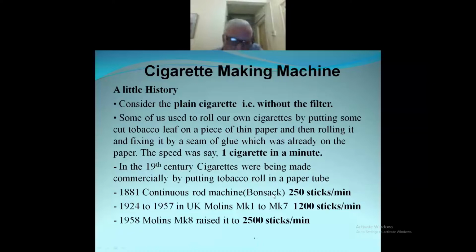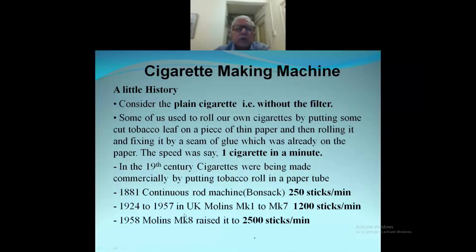Continuous rod machine means cigarettes are not being made piece by piece. A long cigarette rod will be made that will be cut to pieces, and that is the invention of the continuous rod machine. That straight away took the speed of making to about 250 sticks per minute. Then, from 1924 to 1957, UK Molins introduced their Mark 1 to Mark 7 machines. By the time they came to Mark 7, the speed went up to about 1200 sticks per minute, quite a lot.